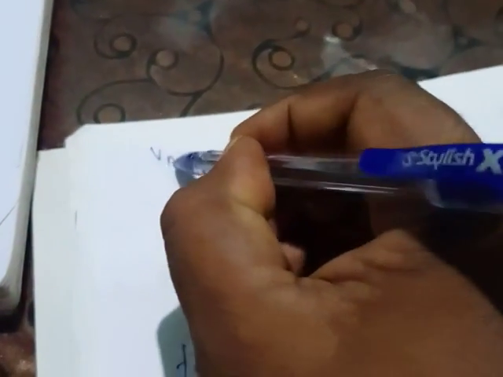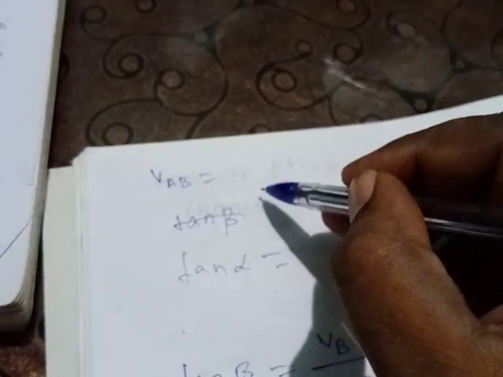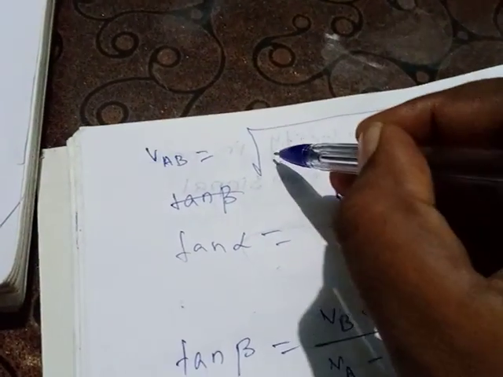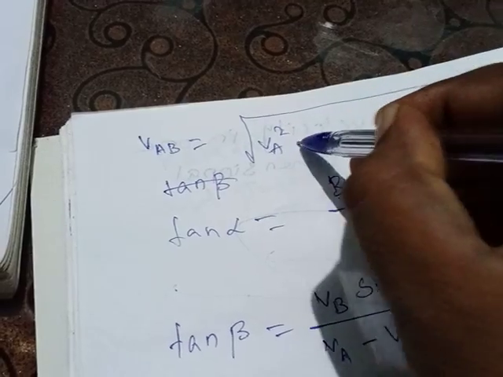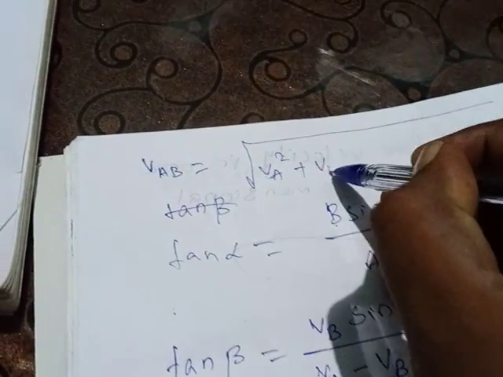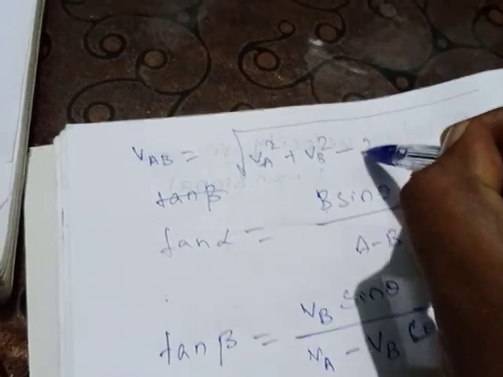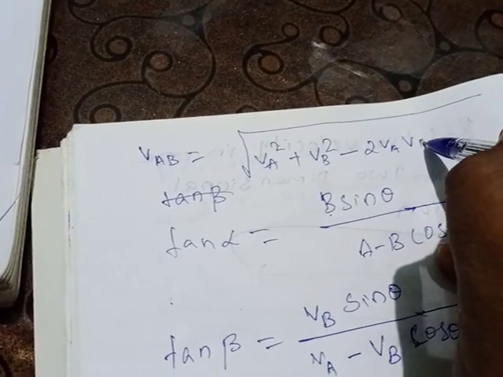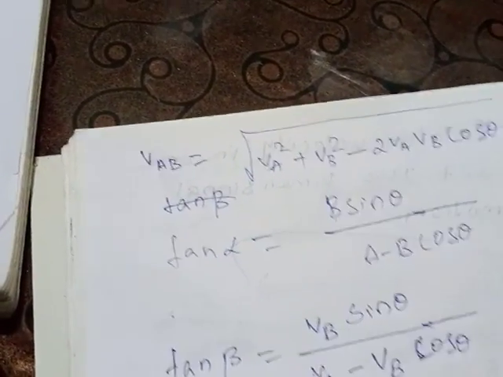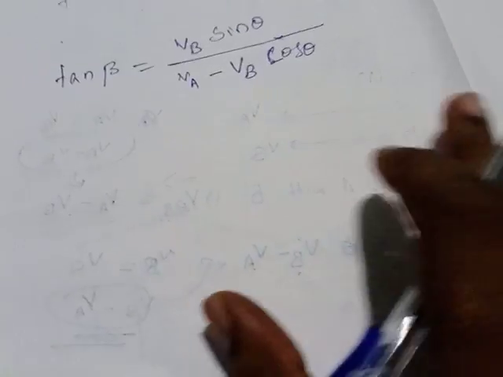So now we need these two formulas. The first formula is VAB is equal to the square root of VA square plus VB square minus 2 VA VB cos theta. Now this third one is finished.